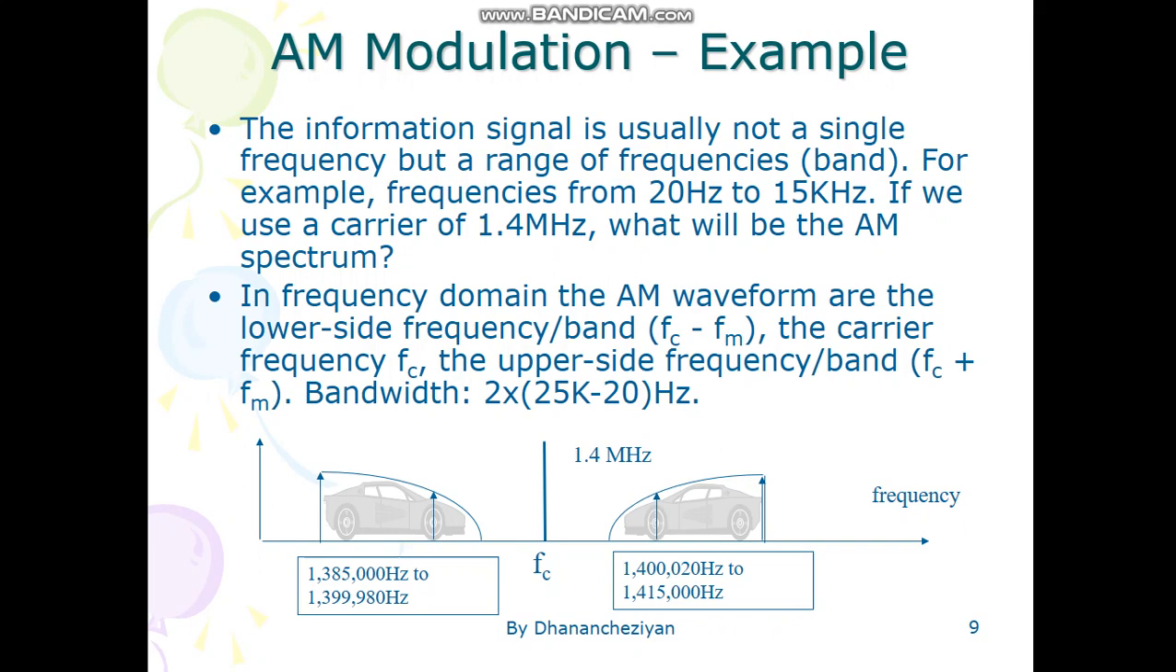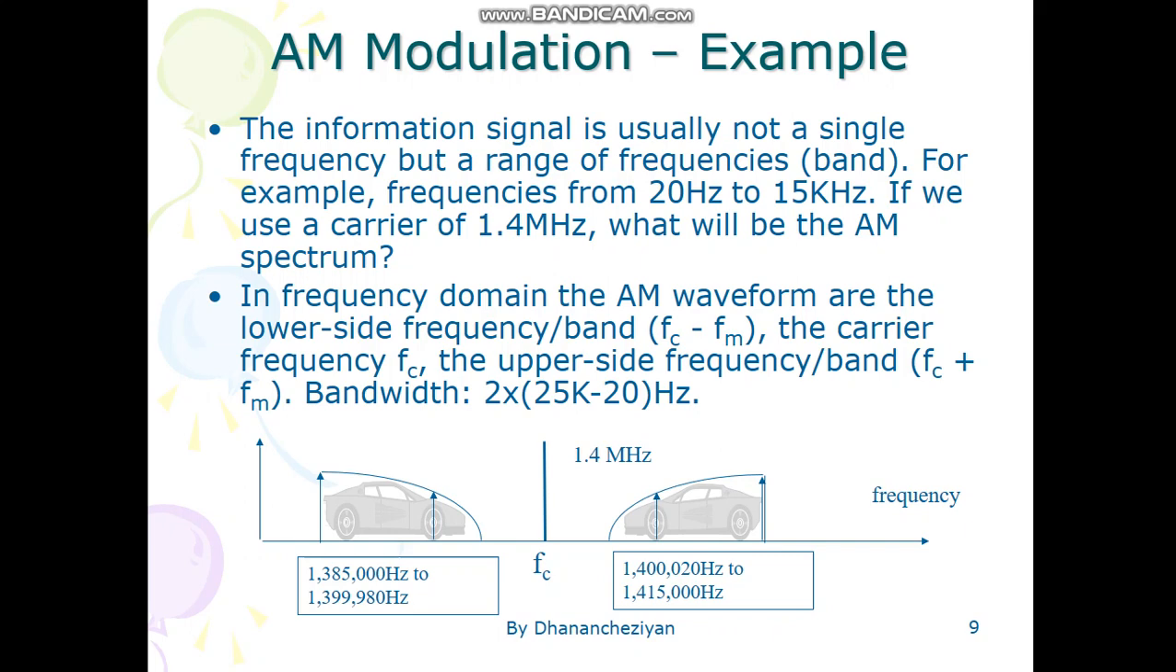Let me read out this question. The information signal is usually not a single frequency but a range of frequencies, which is a frequency band. For this example, frequencies are from 20 Hz to 15 kHz. If we use a carrier of 1.4 MHz, what will be the AM spectrum? The diagram shows the AM spectrum for this problem. In the frequency domain, the AM waveform has the lower frequency, the upper frequency and the carrier frequency. This entire component is going to be the spectral component.